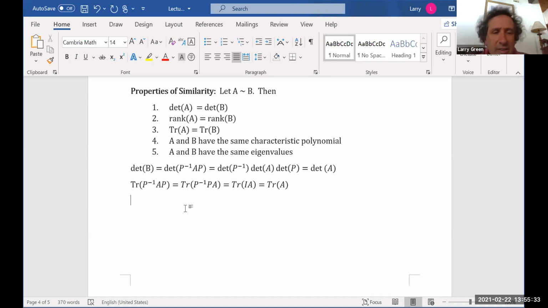Any questions on 1, 2, and 3? All right. So number 4 is A and B have the same characteristic polynomial. That one takes a little work to prove. But it's not hard. But my guess, maybe I'm wrong, is that if I asked you to prove this and I gave you 5 minutes, do you think any of you could do it? What do you think? You could say, no, I can't, or yes, I can.